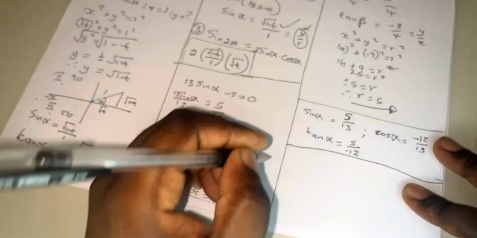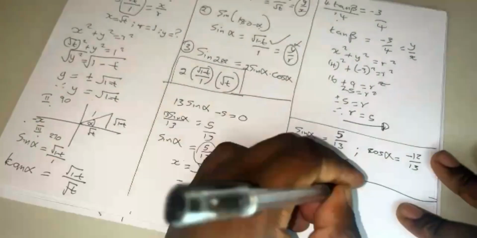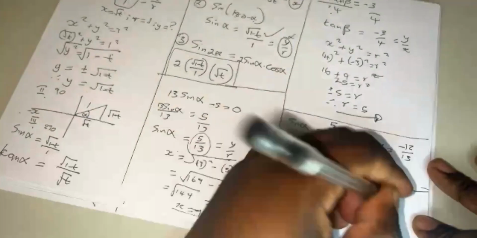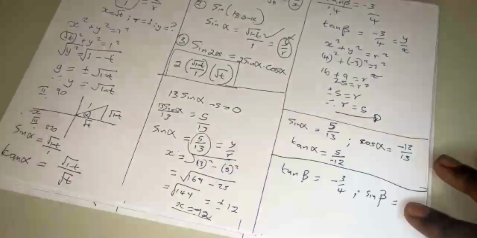For the second part, angle beta, we will have tan beta calculated, giving us minus 3 over 4, and then sine beta, which will be equal to the value of y. It is negative on this side because of the second quadrant. Its value of x in the second quadrant is going to be negative 3.